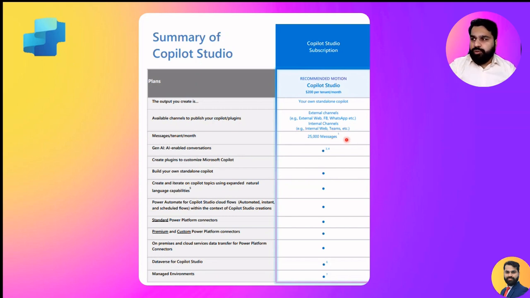How would we know how many messages are consumed, right? Whenever there is a simple message transaction where there is no generative AI capability involved, in that particular case, it is going to consume only one message. But if any generative AI capability is involved in the communication, in that case, it is going to consume two messages from this particular pool of 25,000 messages.